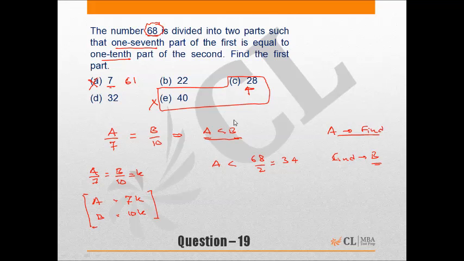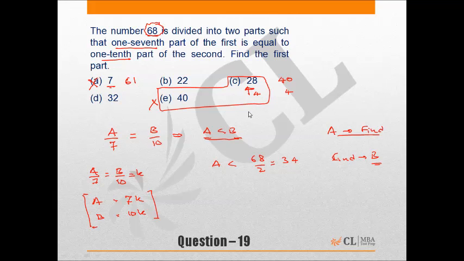Okay. So if you check, the first choice you should be checking out for is 28. So if the first part is 28, the other part should be 40. And which means 1/10 of 40 is 4, while 1/7 of 28 is 4.